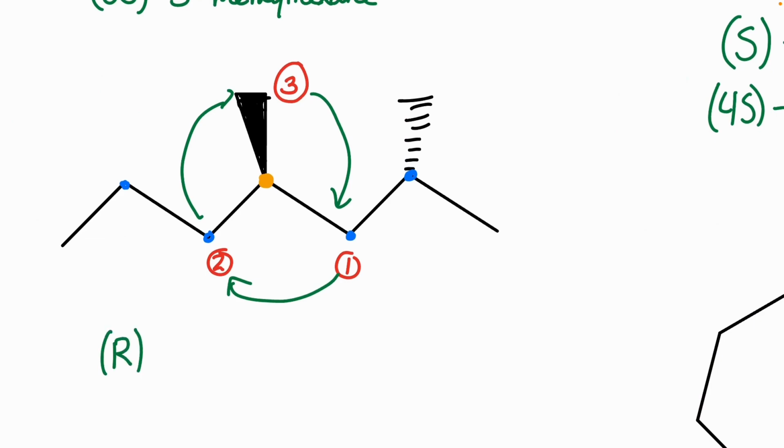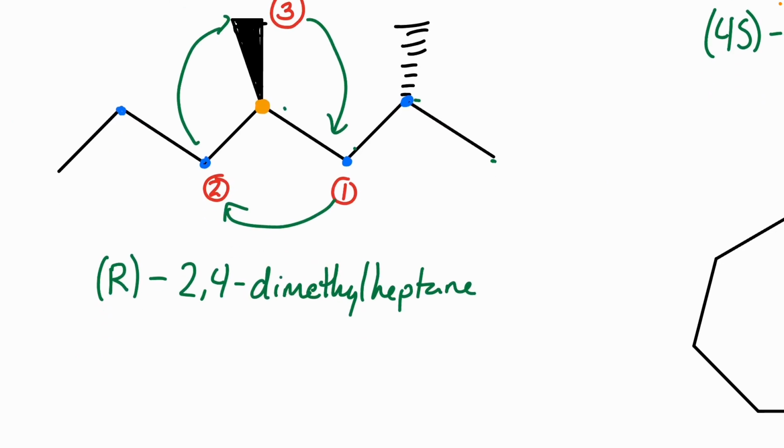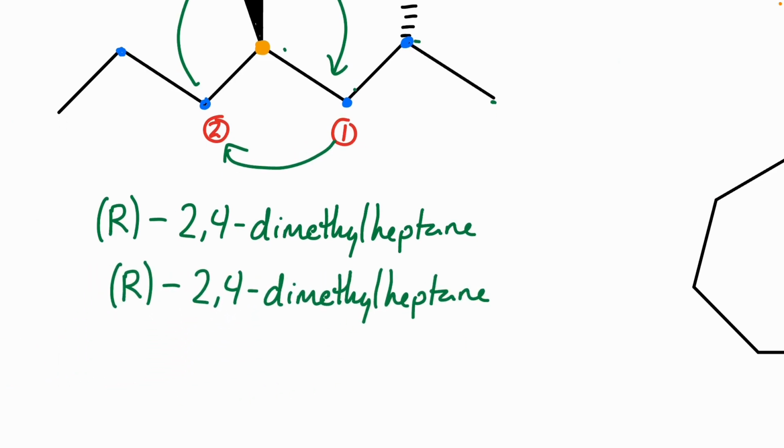So R, and then my name, 2,4-dimethylheptane. You could not, if it's not a ring, you can't give it cis or trans stereochemistry. And we could say R, or we could specify that it is that 4th carbon that is that stereocenter, so we could also say 4R. Either one of those would be perfectly acceptable.